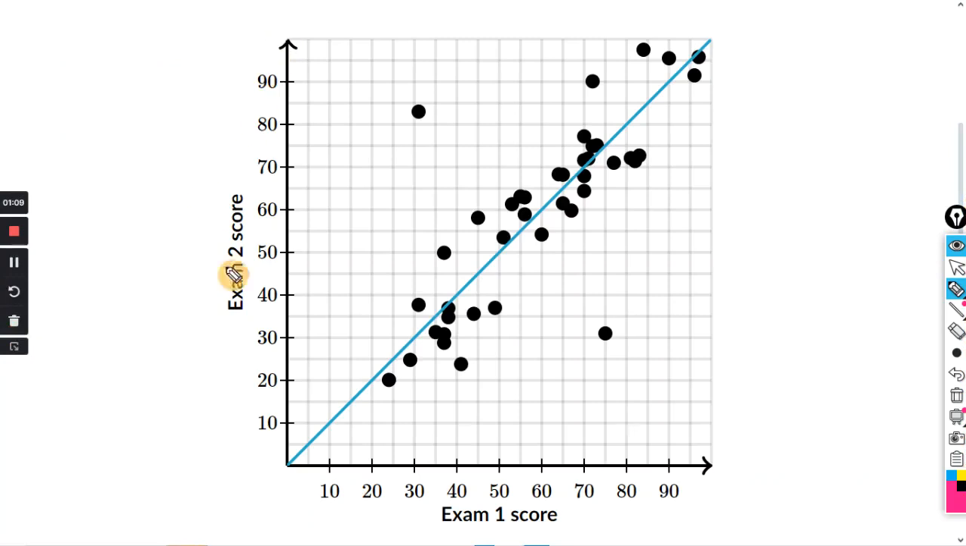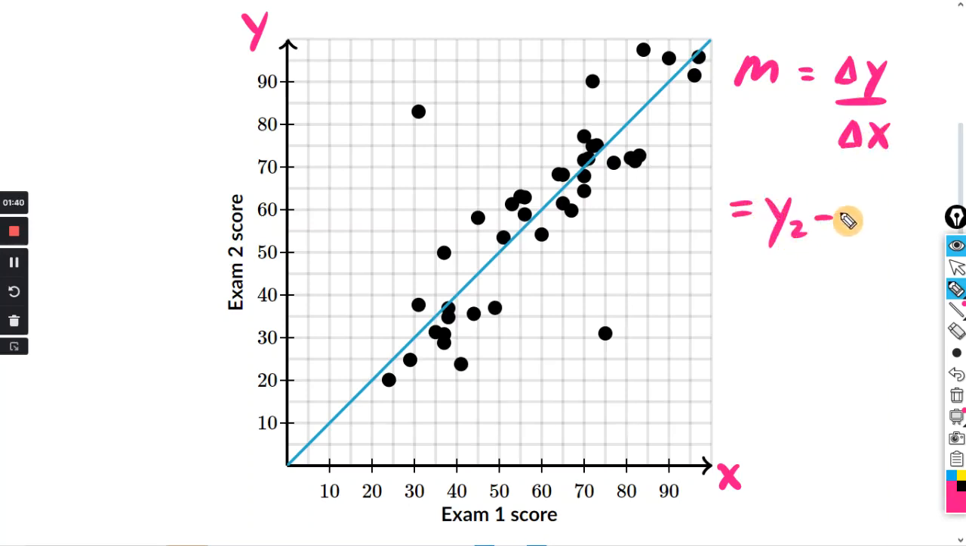Let's start by labeling the axes. This left-right axis is always going to be the x-axis. I'll put it right here. And the up-down or vertical axis is always going to be the y-axis. If you recall the formula for slope m, that's going to be change in y over change in x.